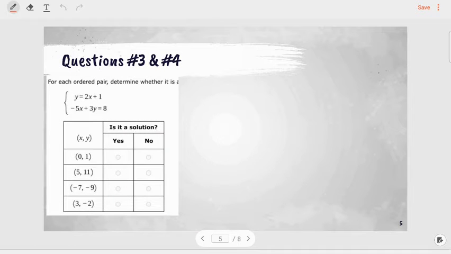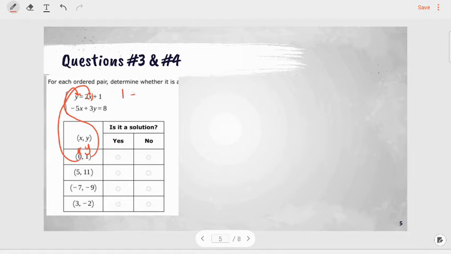The next type of question you're going to see, questions number 3 and number 4, are going to look like this. It says, for each ordered pair, determine whether it is a solution. In order to test, I'm going to test each and every single point in my equations. Remember, the first value is x. The second value is y. So when I'm testing it, I take 0 and plug it in where the x goes, but make sure I put parentheses if it's next to something. And then I put the 1 in for y.